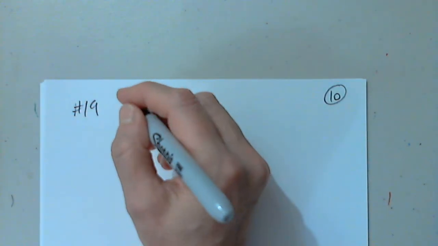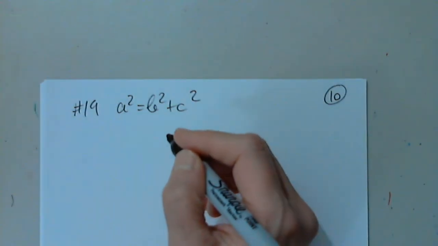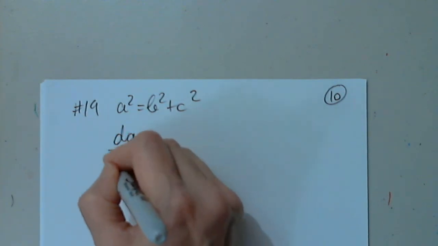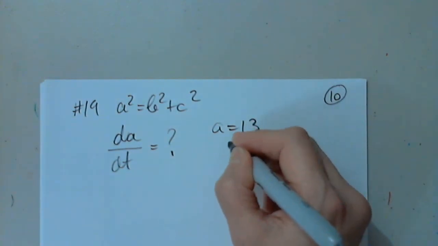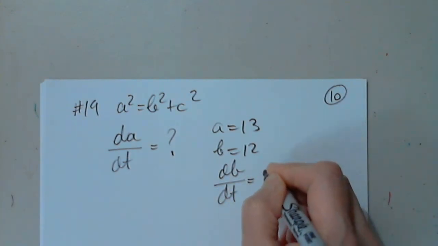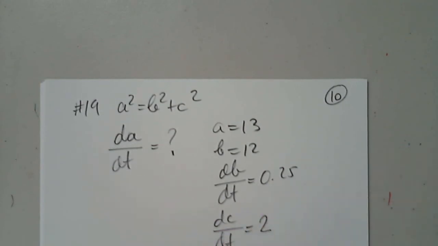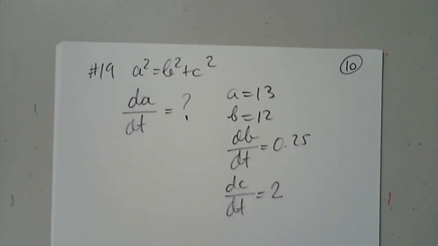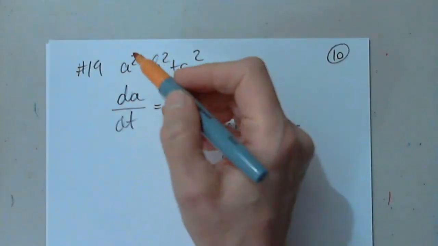19, very good. In 19 we have a squared equals b squared plus c squared. Everything is positive, and we are asked to find dA over dt when a is 13, b is 12, dB over dt is 0.25, and dC over dt equals 2. Perfect pick, thank you. Okay, I know we have 2 minutes if you need to leave after 2 minutes, but I have to continue and finish the problem, so forgive me. I may need more than 2 minutes.